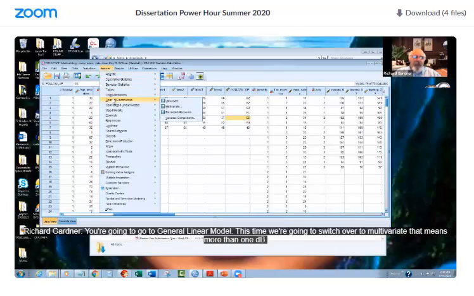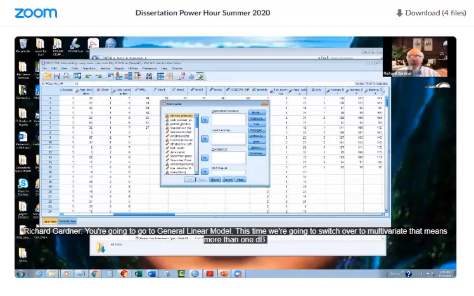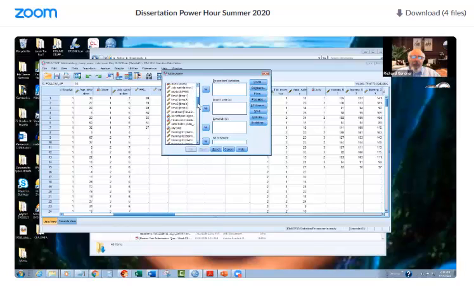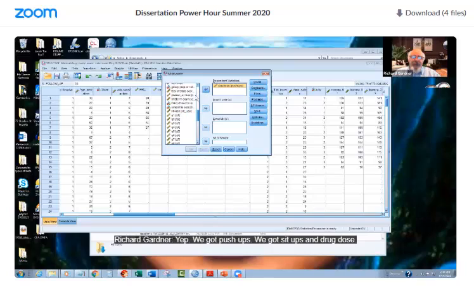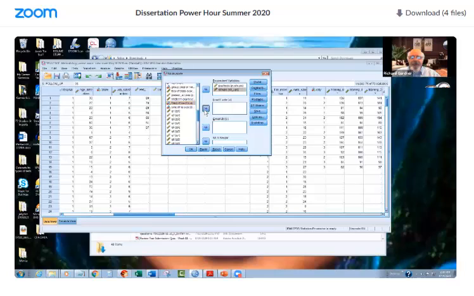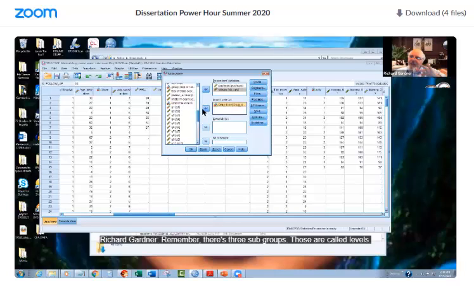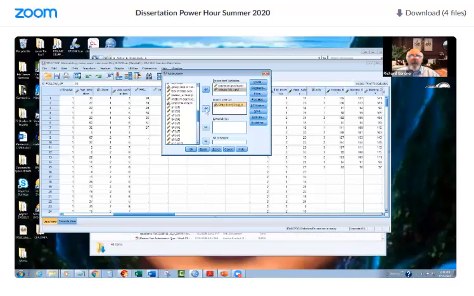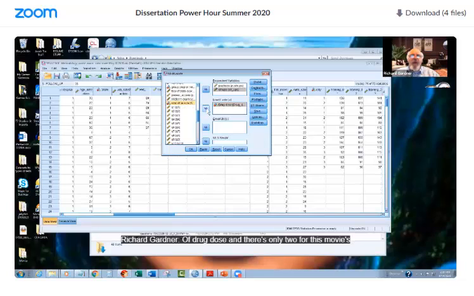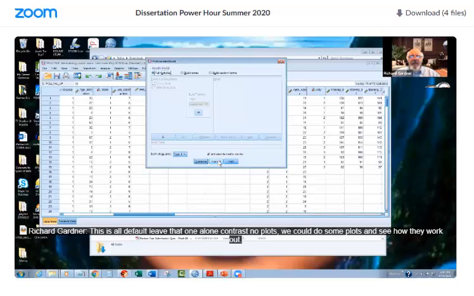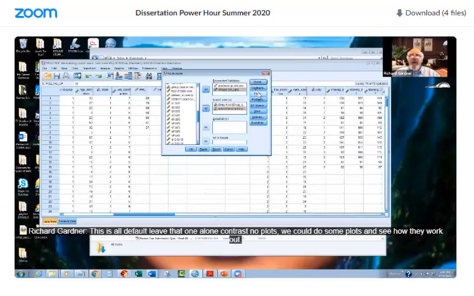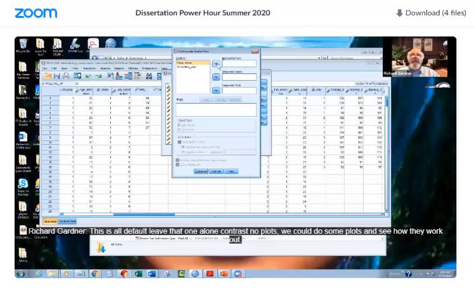Okay, but again, everything's under Analyze. You're going to go to General Linear Model. This time we're going to switch over to Multivariate. That means more than one DV. And this is the push-up one. Yep, we got push-ups, we got sit-ups, and drug dose. Remember, there's 3 subgroups. Those are called levels of drug dose, and there's only 2 for the smoothies. This is all default. Leave that one alone. Contrast, no. Plots, we could do some plots. Let's see how they work out.